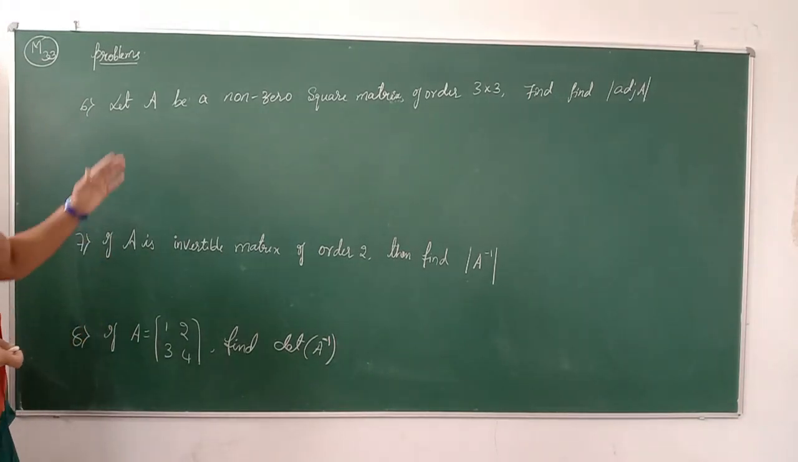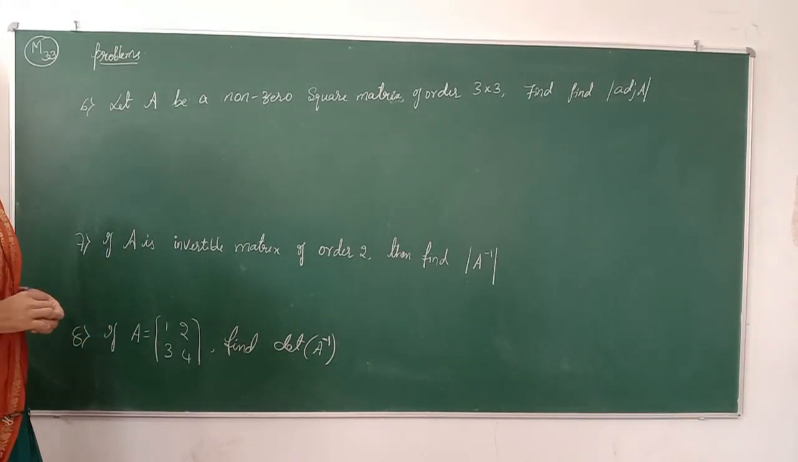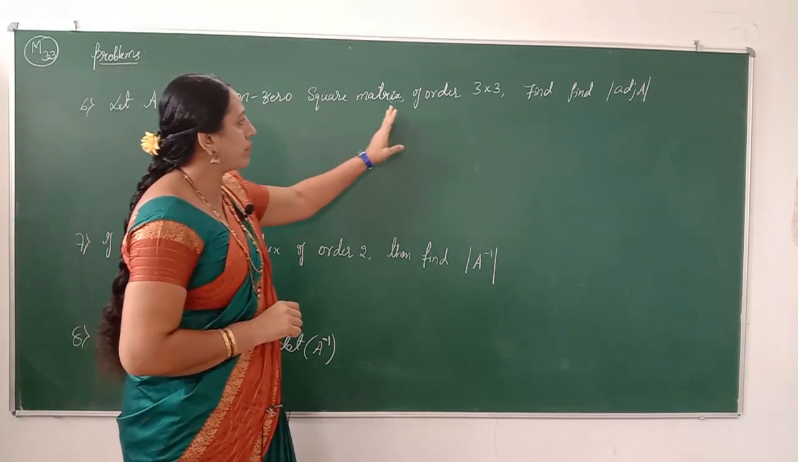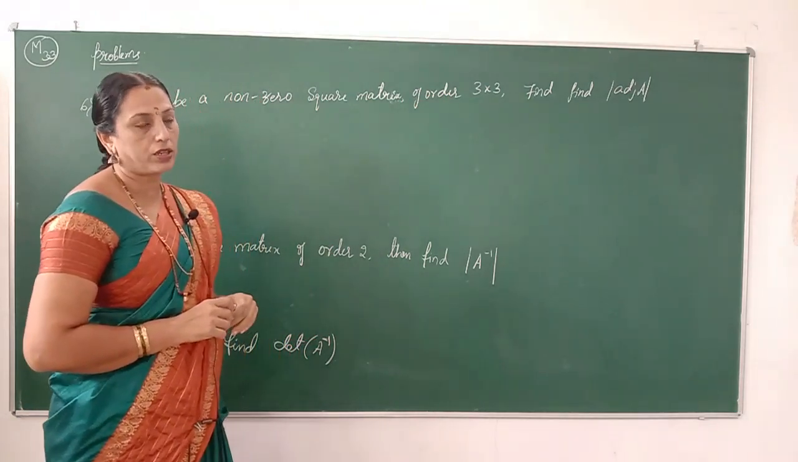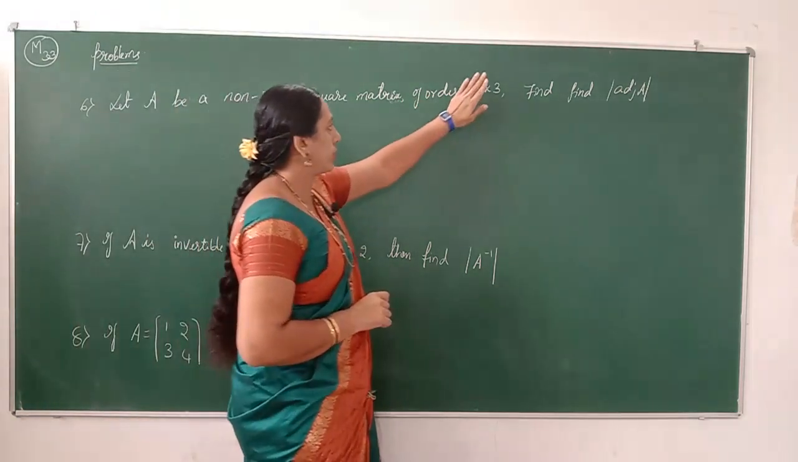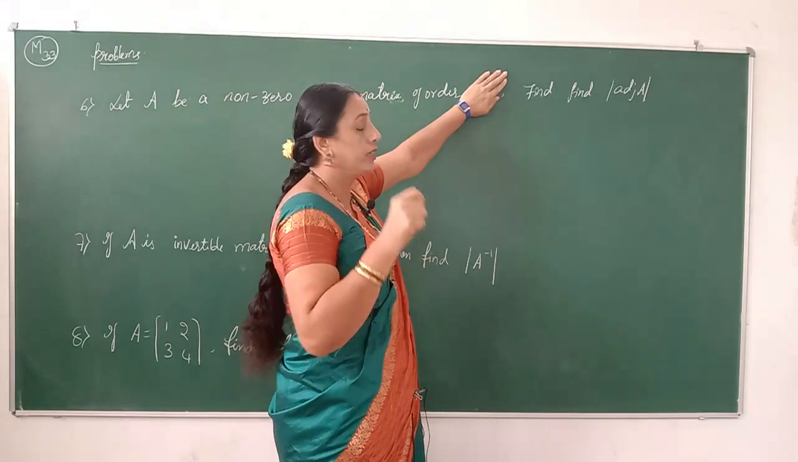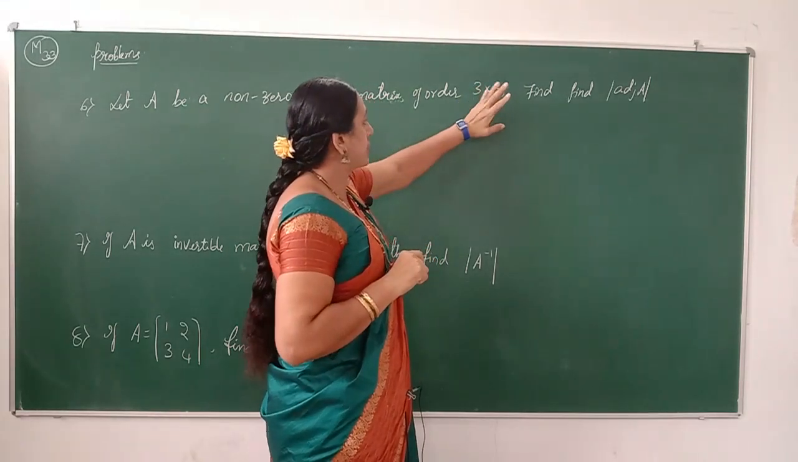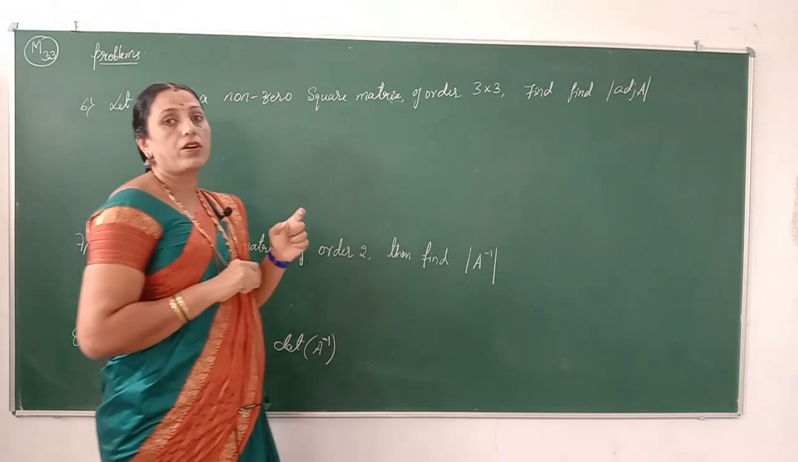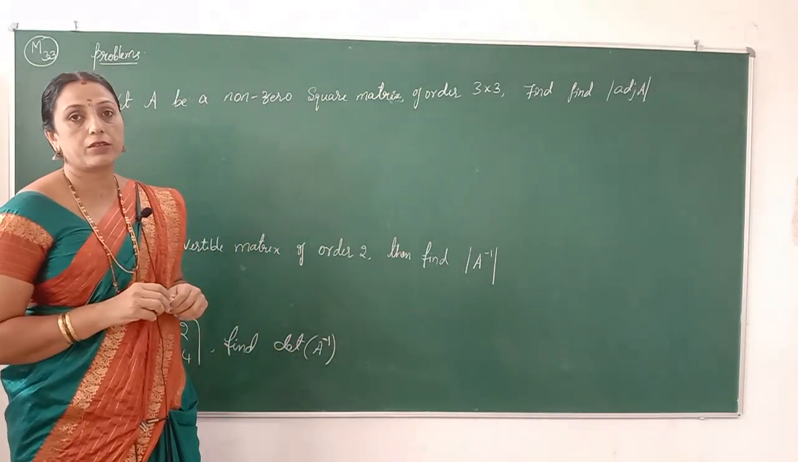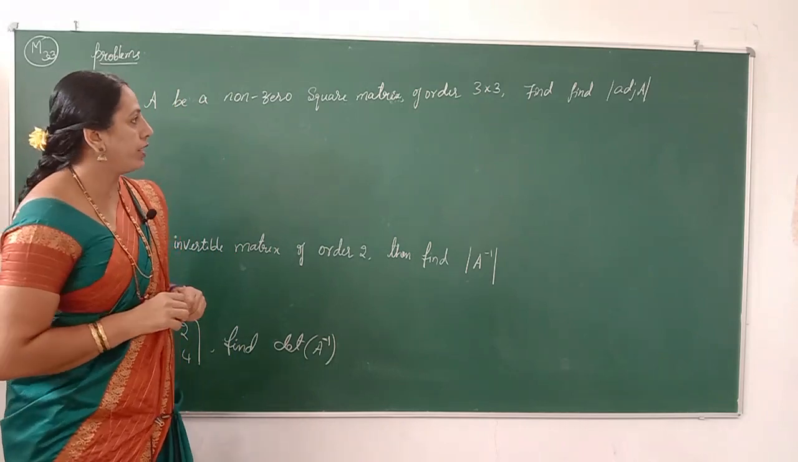Next one. These are some multiple questions and also one more question from our annual examination. Let A be a non-zero square matrix of order 3 cross 3. And these are also not necessary to mention. It's also just mentioned with the order of matrix of order 3. So A is represented as a square matrix of order 3 cross 3. Then find the determinant of adjoint of A.